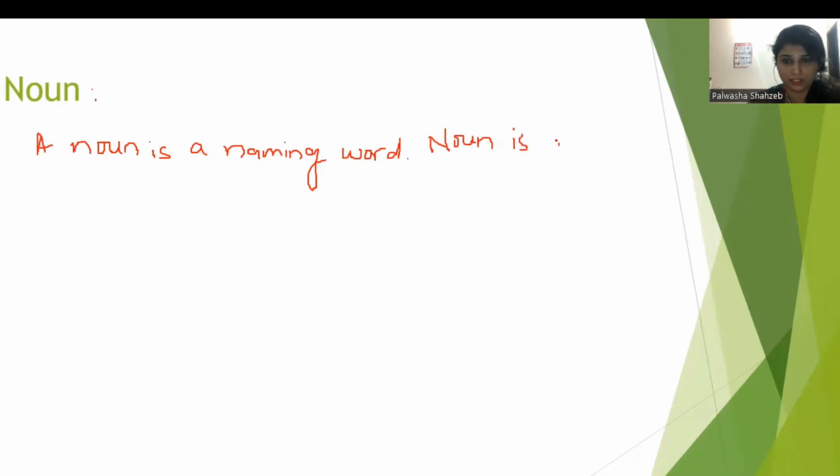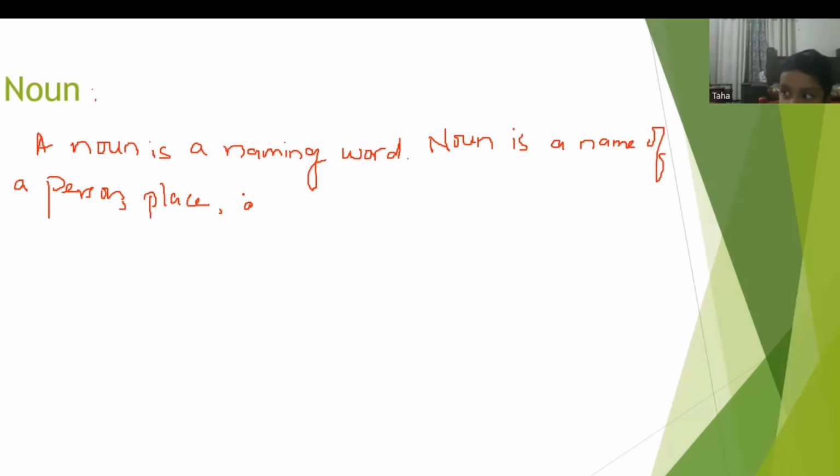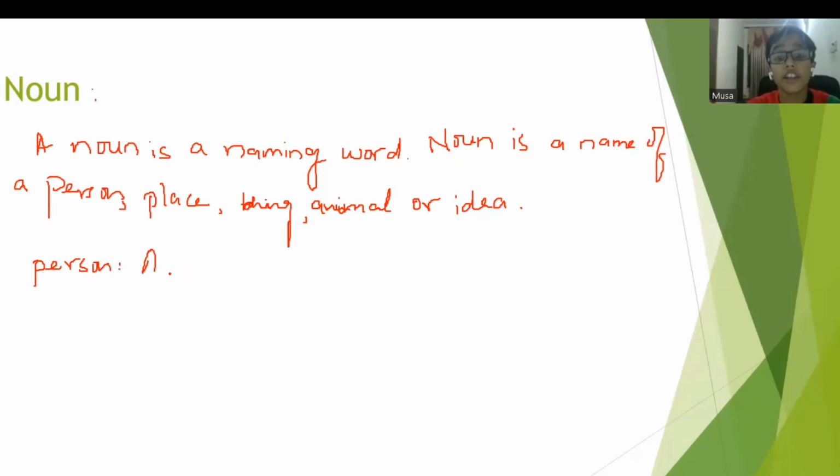Very good. Well done. Noun is a name of a person, place, thing. And if I ask you in general the definitions, for example, the name of a person, who is going to tell me? For example, yes? My teacher is teaching us. Our teacher is teaching us.